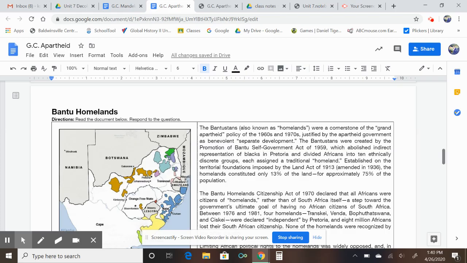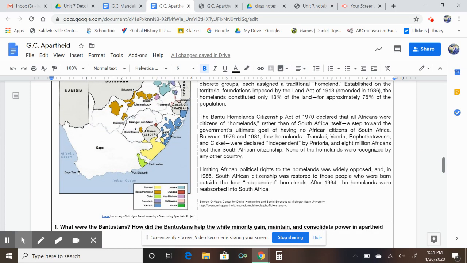They were the cornerstone of the grand apartheid policy of the 1960s and 1970s, justified by the apartheid government as benevolent, separate development. The Bantustans were created by the Promotion of Bantu Self-Government Act of 1958, which abolished indirect representation of Blacks in Pretoria and divided Africans into 10 ethnically discrete groups, each assigned a traditional homeland, established on the territorial foundations imposed by the Land Act of 1913, which was amended in 1936. The homelands constituted only 13% of the land for approximately 75% of the population.